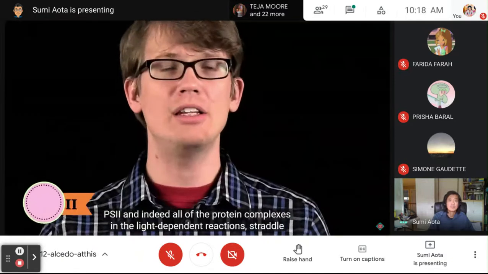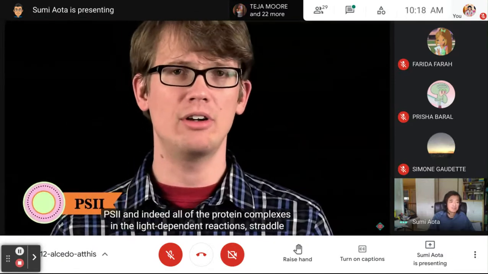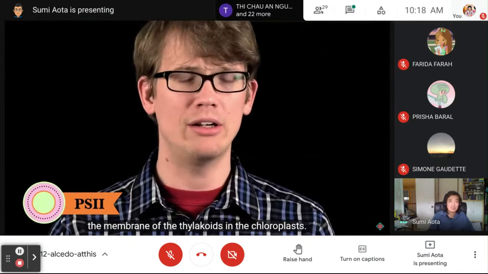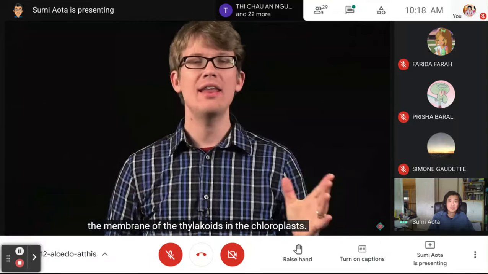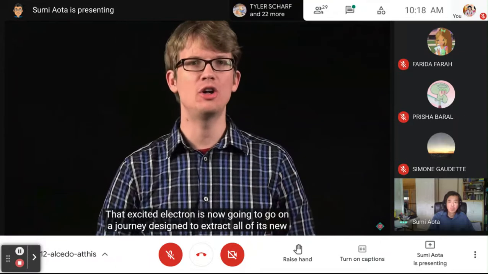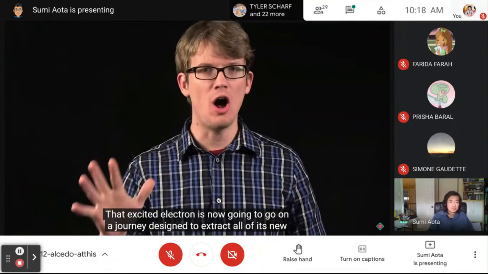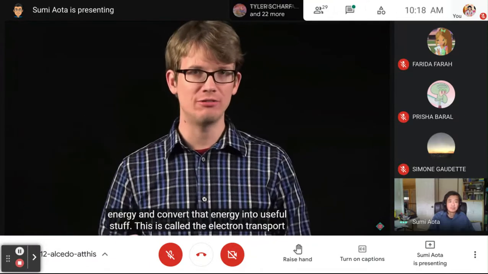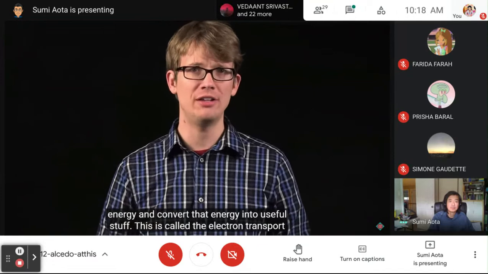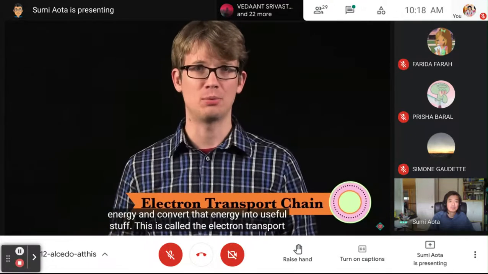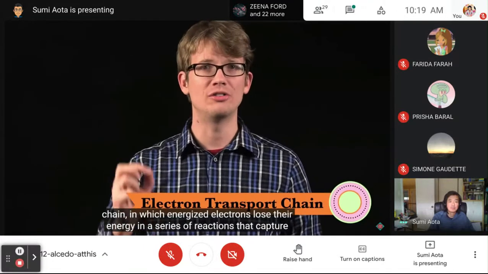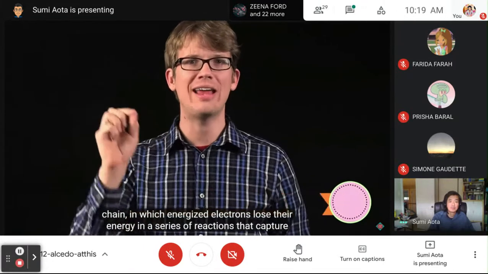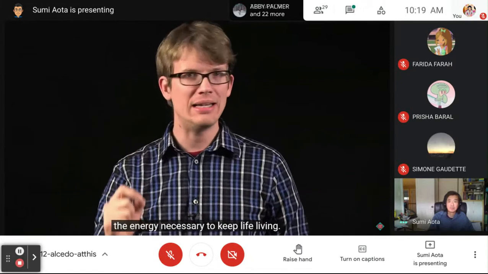PS2 and indeed all of the protein complexes in the light-dependent reactions straddle the membrane of the thylakoids in the chloroplasts. Now that excited electron is going to go on a journey designed to extract all of its new energy and convert that energy into useful stuff. This is called the electron transport chain, in which energized electrons lose their energy in a series of reactions that capture the energy necessary to keep life living.